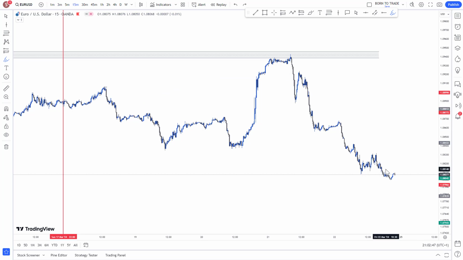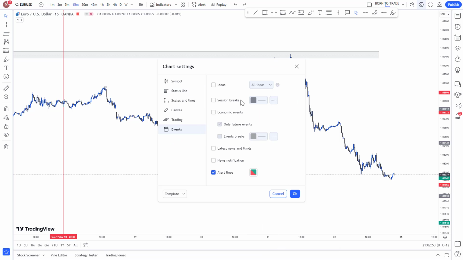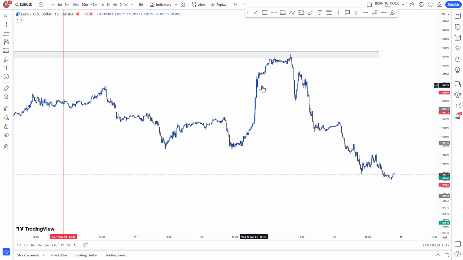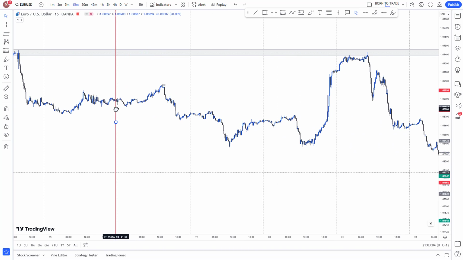Now what we're going to do is I think we should input our session indicator, that is this session break, which is going to help us separate different trading days to make it a little bit easier for us. And you see this is the session break, and it has helped us to separate different trading days.